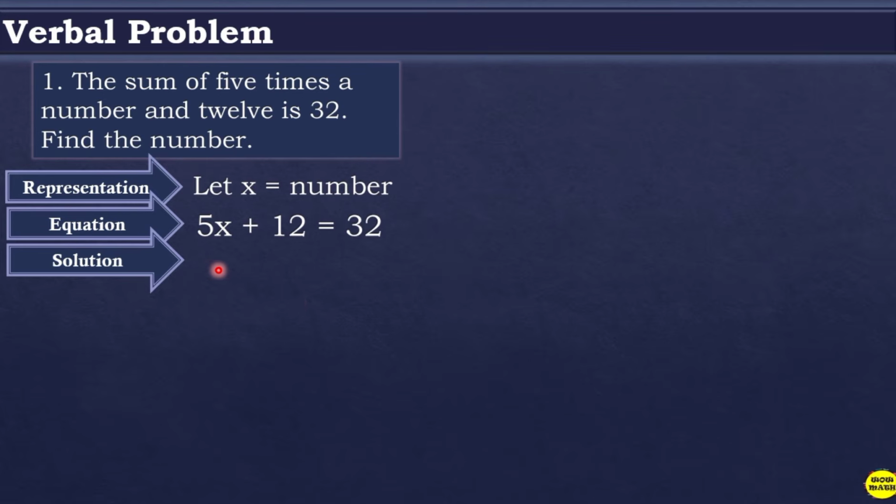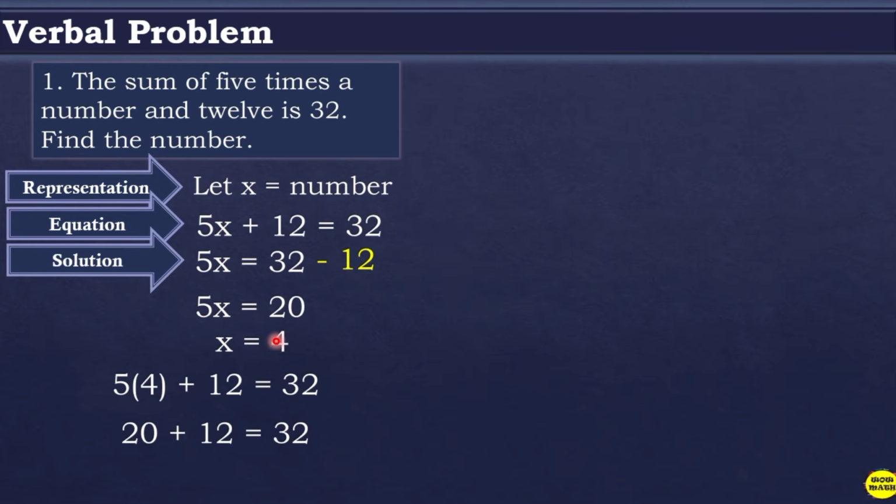So we now have 5x plus 12 is equal to 32. Anong una natin gagawin? Transpose natin ito. Since plus 12 ito, magma-minus 12 tayo. So 5x is equal to 32 minus 12, that is 20. Divide both sides by 5, so makakancel. 20 divided by 5 is 4. So x is equal to 4.